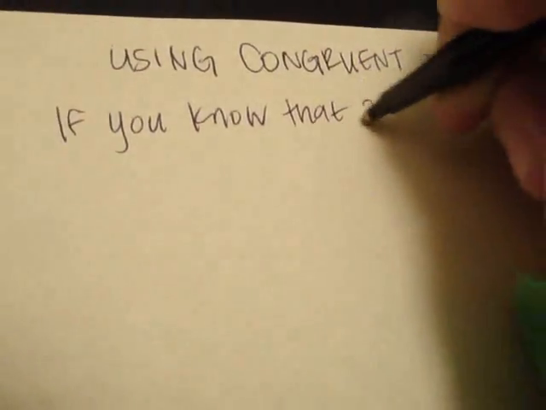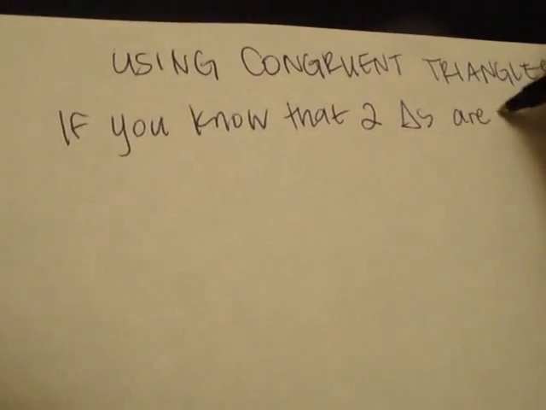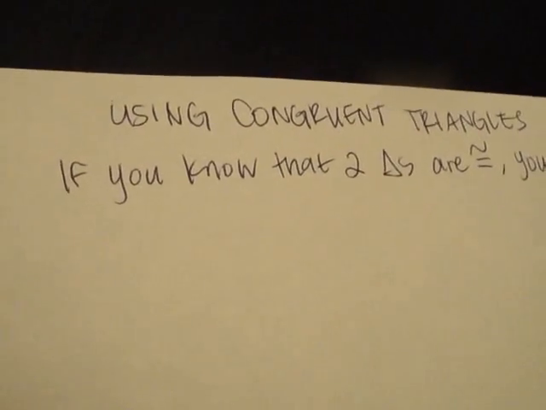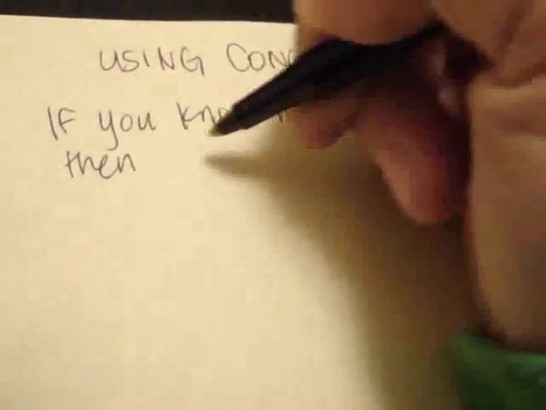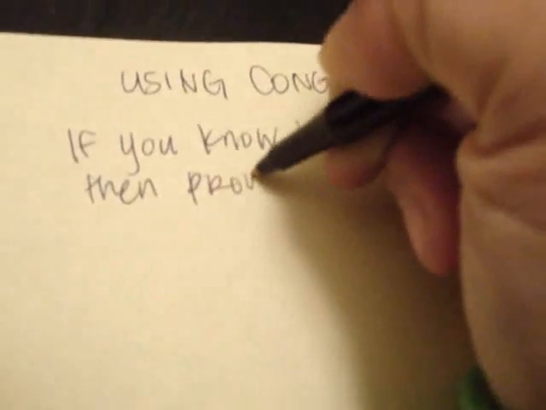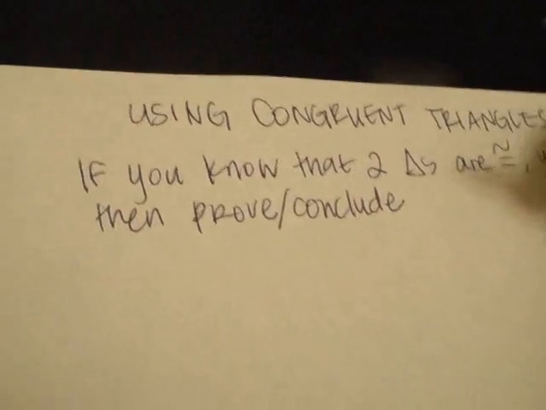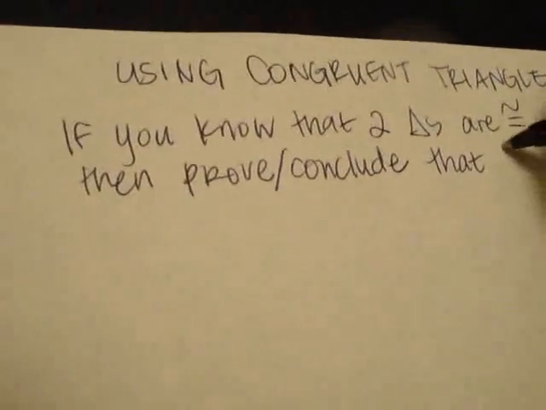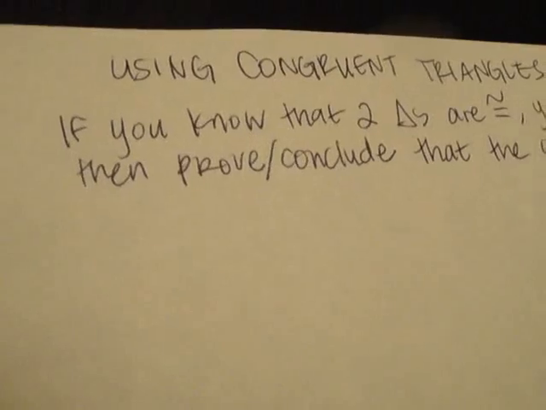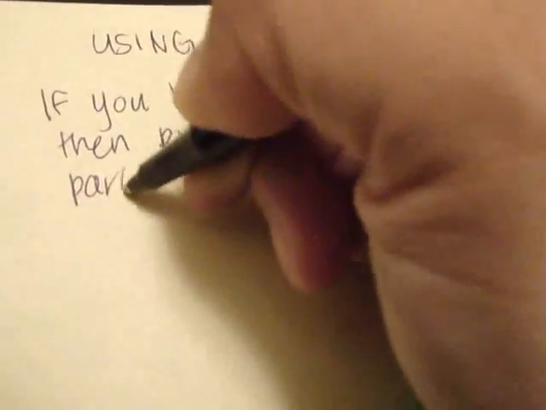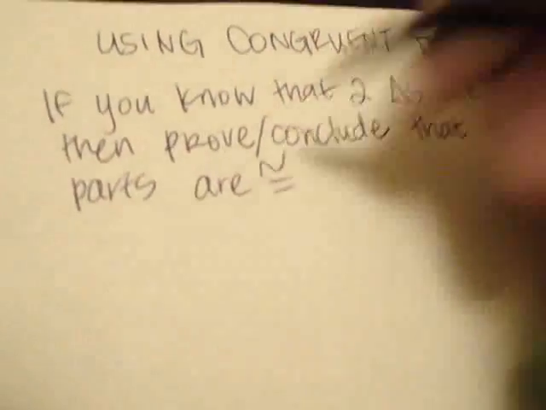So, if you know that two triangles are congruent, you can then prove / conclude that the corresponding parts are congruent.